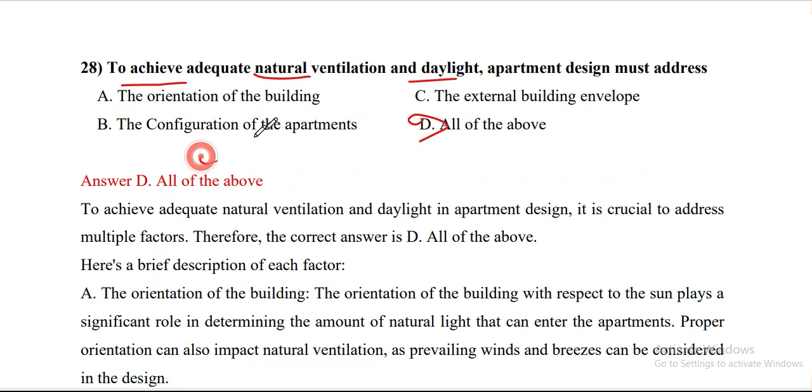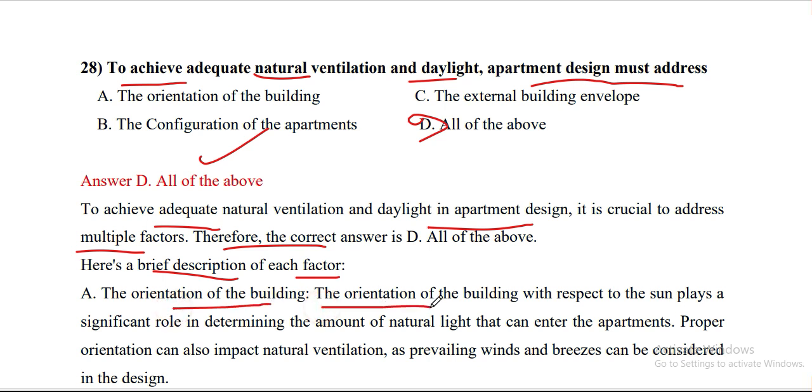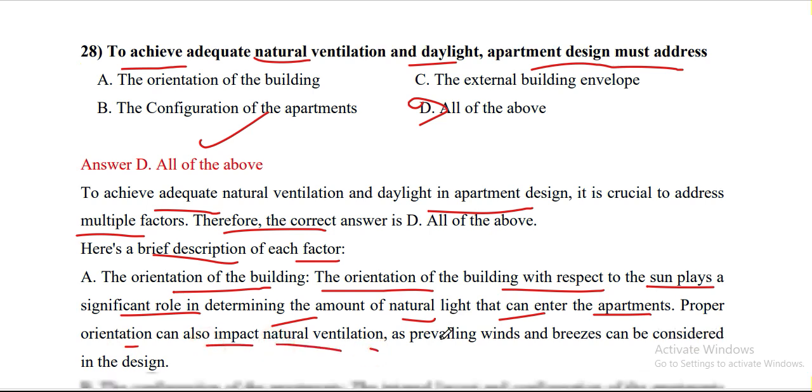Option D is the best answer for what apartment design must address. To achieve adequate natural ventilation and daylight in apartment design, it is crucial to address multiple factors. Therefore, the correct answer is D. Here are some descriptions of the factors. The orientation of the building with respect to sunlight supply and the significant role of light can be interpreted. Poor orientation can also impact natural ventilation, and this one is the best answer.